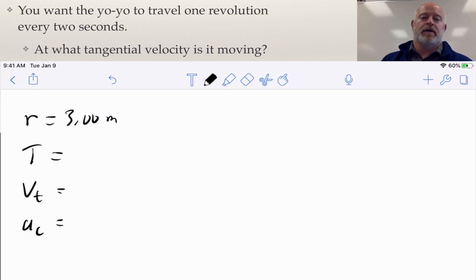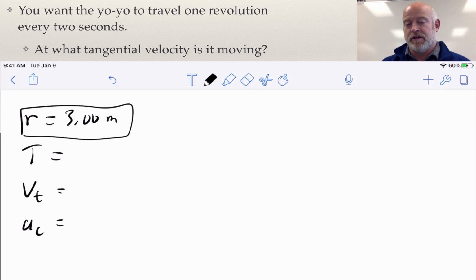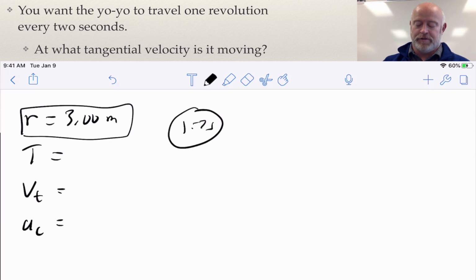We have the same yo-yo, so the radius is still 3 meters. That hasn't changed. But we now have 1 revolution every 2 seconds. It moves around one revolution every 2 seconds, so that would be our period. We have a 2-second period.